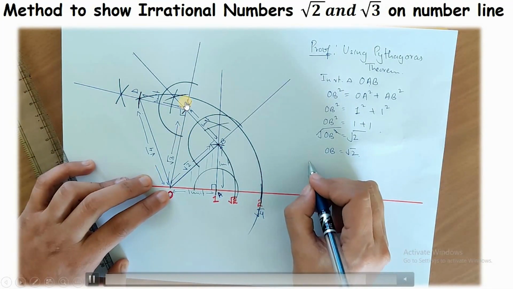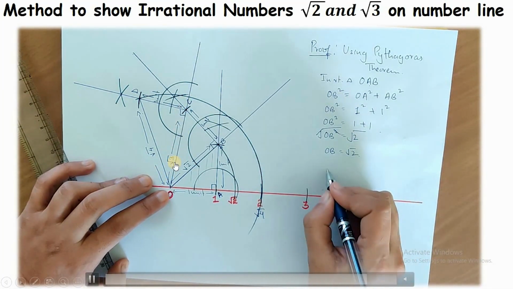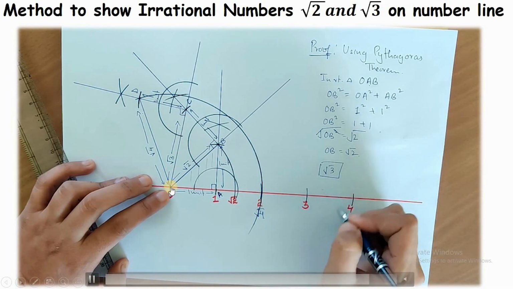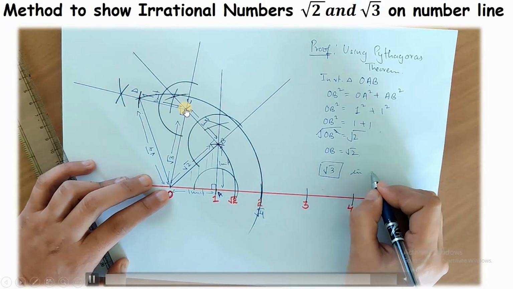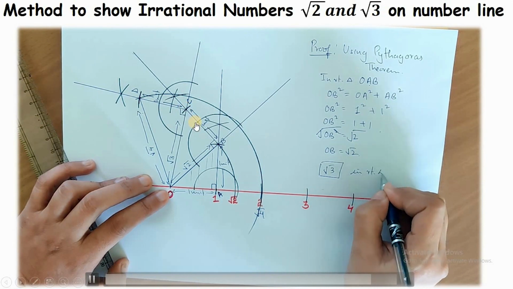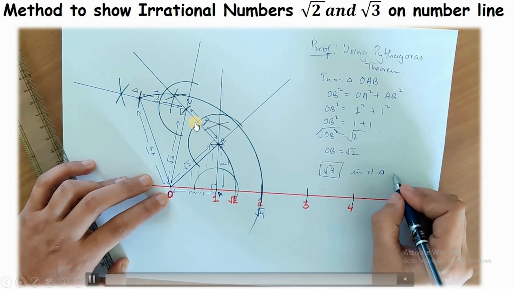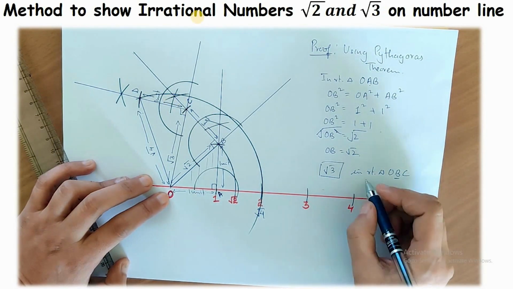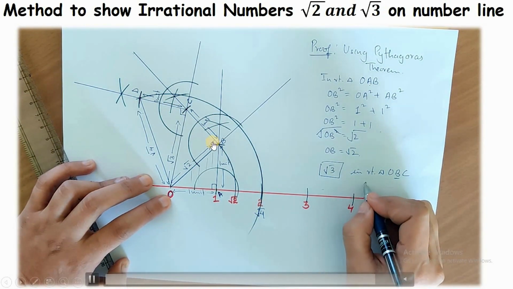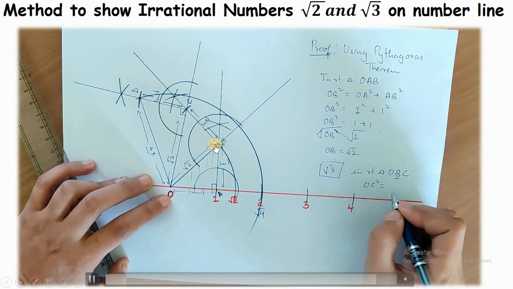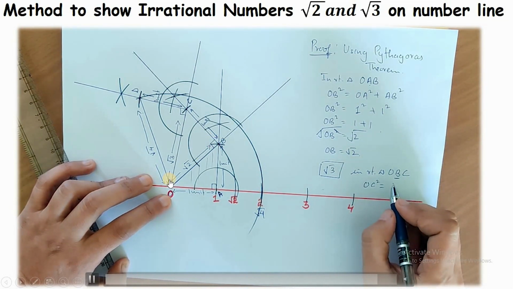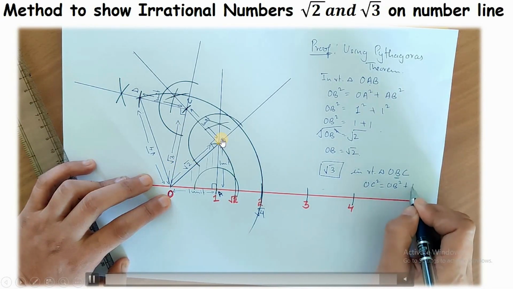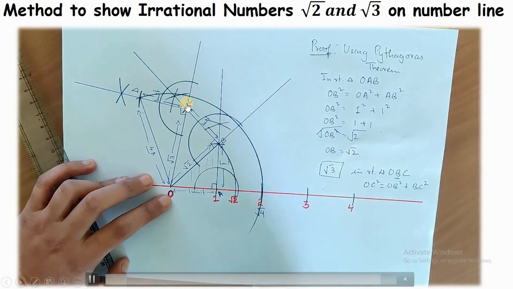To prove that OC is the square root of 3, we'll take right triangle OBC, with the right angle at B. By using the Pythagoras theorem, the hypotenuse is OC, so OC square is equal to OB square plus BC square.